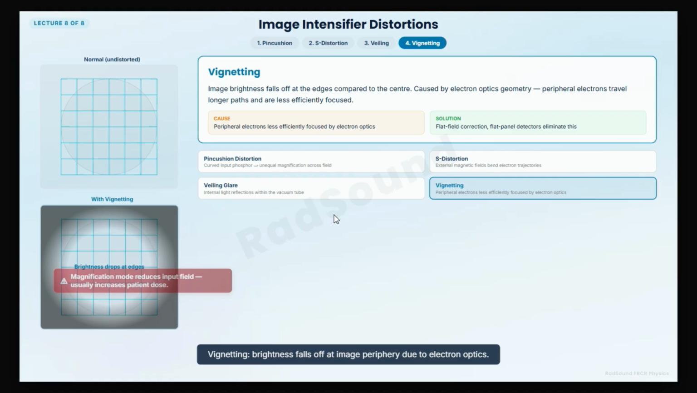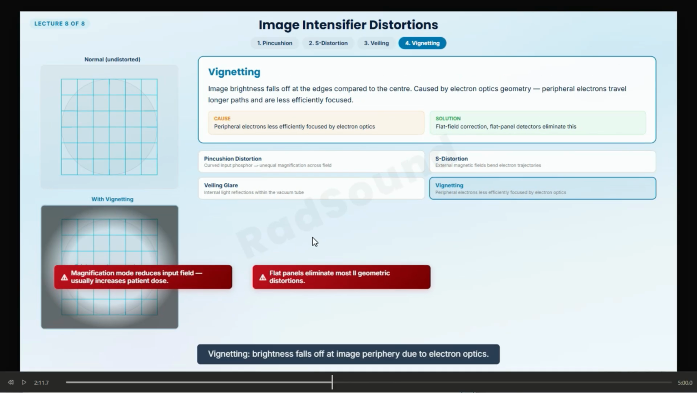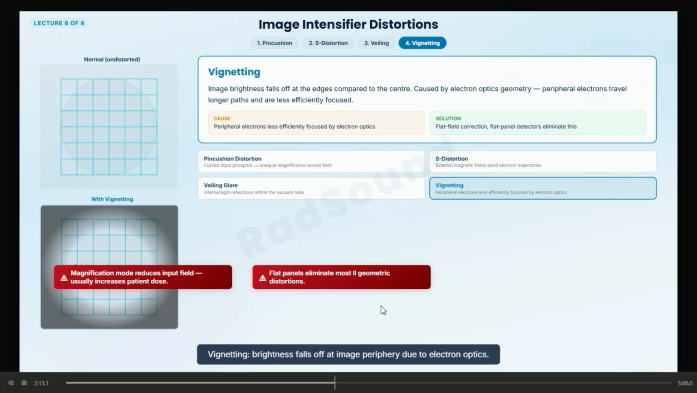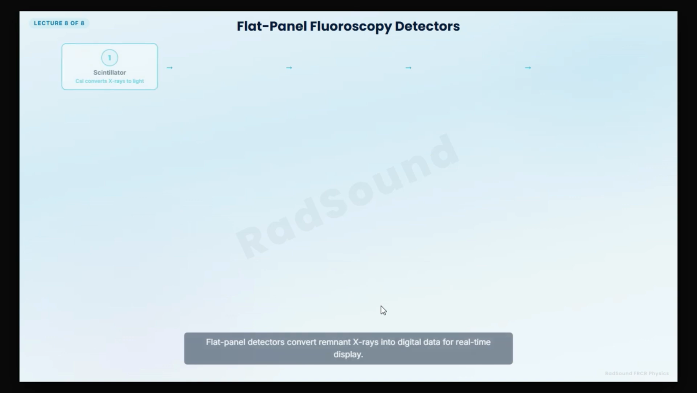So the main method of preventing vignetting is using a flat panel detector. Magnification mode reduces the input field, and usually increases patient dose. A flat panel detector eliminates most of the distortions related to the image intensifier. So everything now points to the flat panel detector. Let us talk about the flat panel detector. What is a flat panel detector?